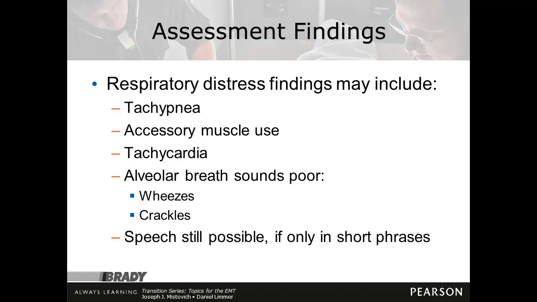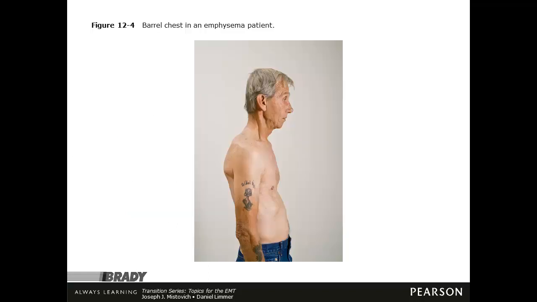In respiratory distress, speech is still possible, if only in short spurts. We characterize this in documentation as 3-word dyspnea, 2-word dyspnea, and so forth. A patient's compensatory mechanisms can be quickly overwhelmed, especially in patients with pre-existing respiratory problems. Here's an emphysema patient demonstrating the classic barrel chest and loss of muscle and body fat.